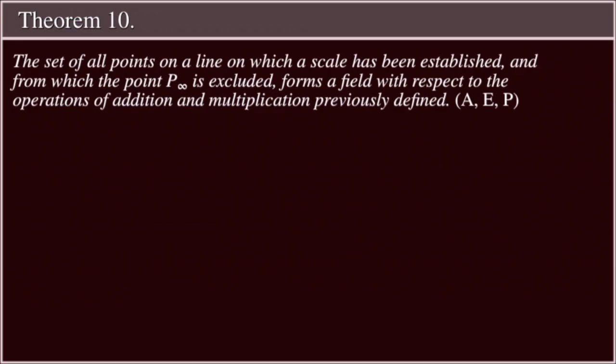The set of all points on a line on which a scale has been established and from which the point P infinity is excluded forms a field with respect to the operations of addition and multiplication previously defined. Assumptions A, E, and P.